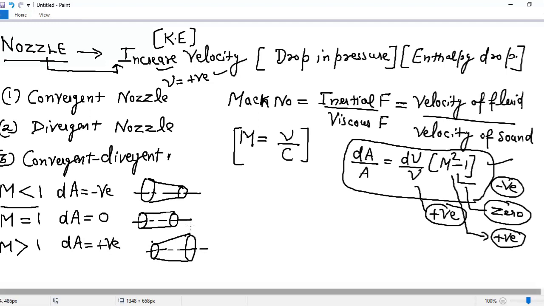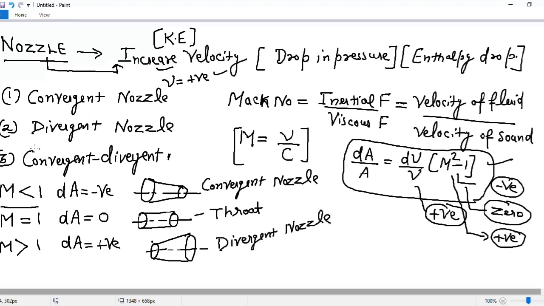Clear? So if I just look at it, the first case, when area is initially large and decreasing, is known as the convergent nozzle. In the convergent nozzle, initially area is large, but with passage it will decrease. The second case represents when Mach number is 1. This is possible in the case of a throat. Now what is a throat, that I will tell you. And the third one is where area is initially less and increasing. This is a case of a divergent nozzle.